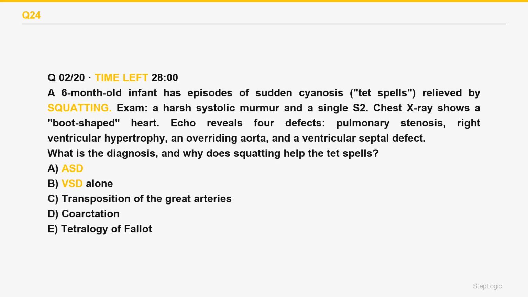Read the command: diagnosis, and why squatting helps. Cyanotic TET spells relieved by squatting, boot-shaped heart, 4 defects. Tetralogy of Fallot; squatting raises SVR, reducing the right-to-left shunt.